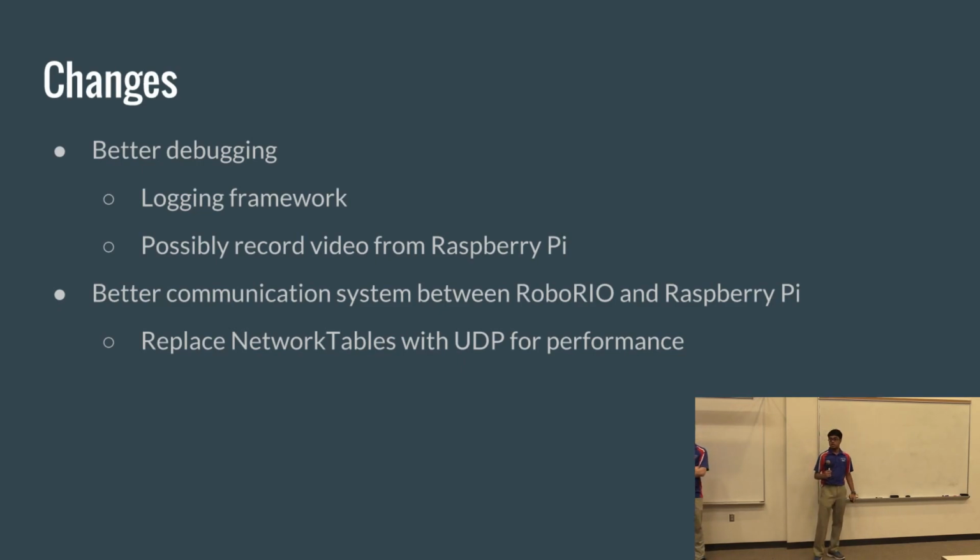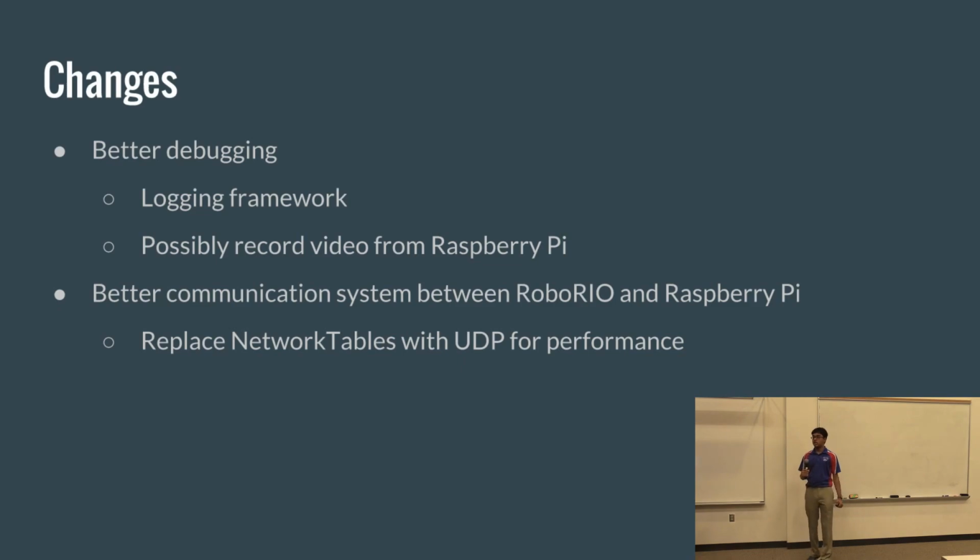Another thing we want to do is possibly record video from the Raspberry Pi. This year, when we were looking at video, we were just doing that through the driver station recordings. But if we record the video from the Pi instead, as it's writing the images, we will be able to actually view the video at its full frame rate and probably get a better view of what the Pi is doing at any particular moment in time on the robot.